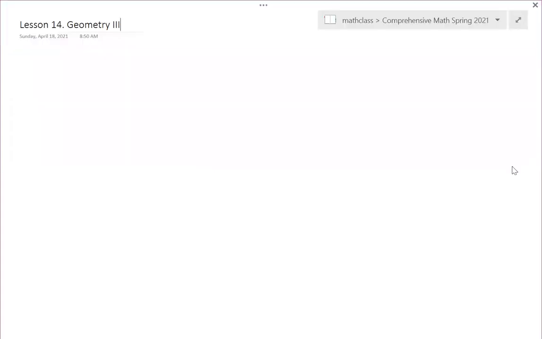All right, so I'm going to talk about geometry today. I begin with similar triangles. Two triangles are similar if and only if their corresponding angles are the same.